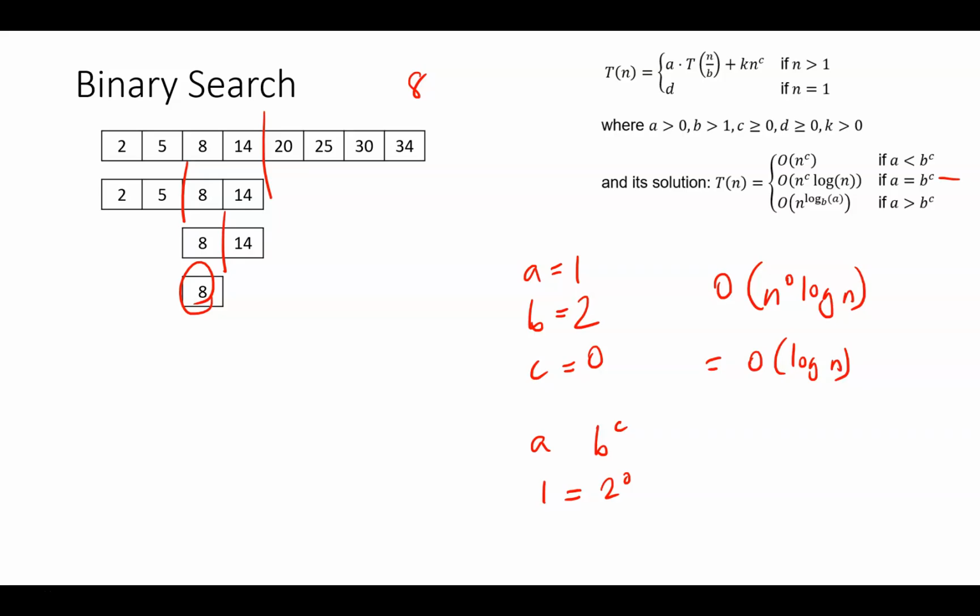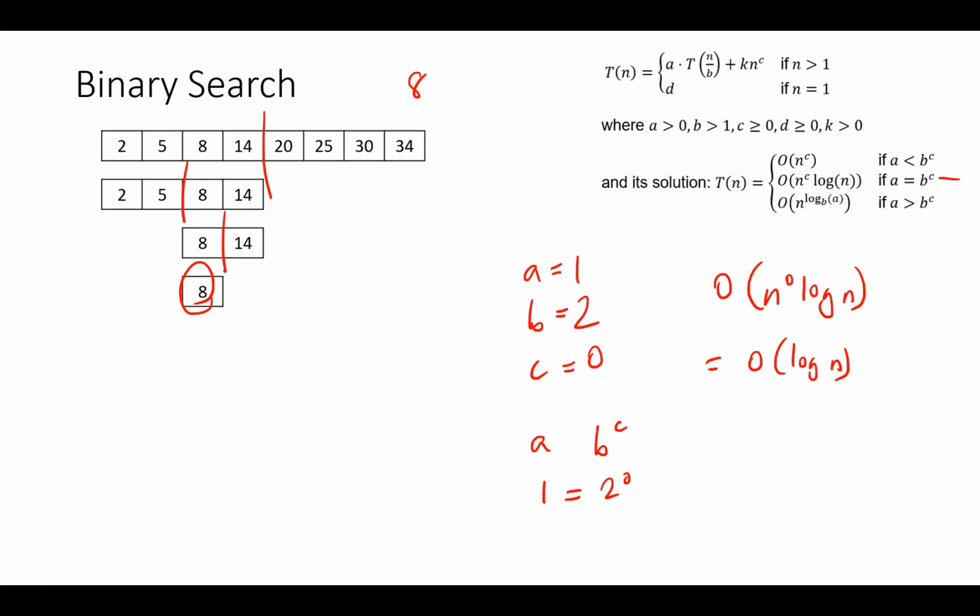We are dividing by 2 each time. We're not performing any real extra work outside of that loop. So big O of log n makes sense here. So that's an example where the number of problems and the size of each problem don't match up.